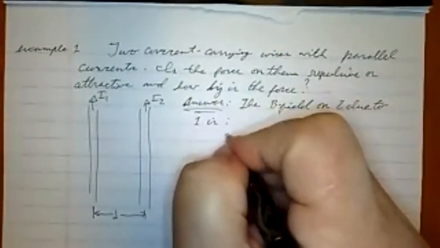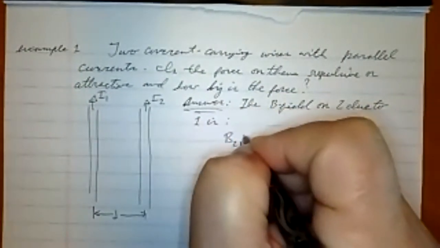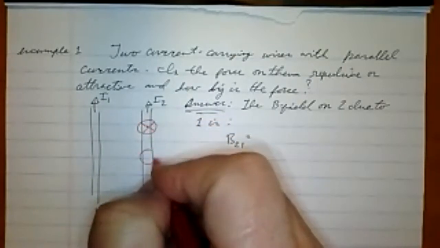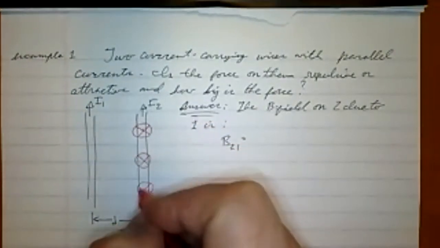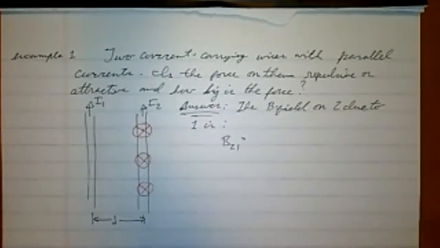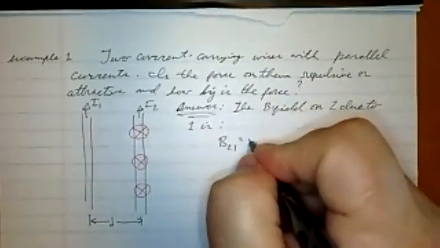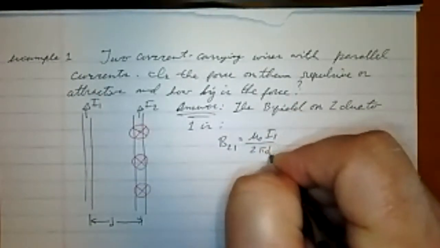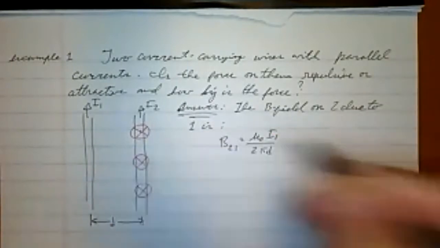The B field on 2 due to 1, B21, is equal to, now we know basically right hand rule, put thumb in the direction of the current, curl around, you see that it's clearly going into the page here. So the magnetic field here is in this direction, into the page. Okay, and that magnetic field is given by, we did it before with Ampere's law, mu 0 I1 over 2 pi times the distance between them. And technically it's, like I said, into the page.